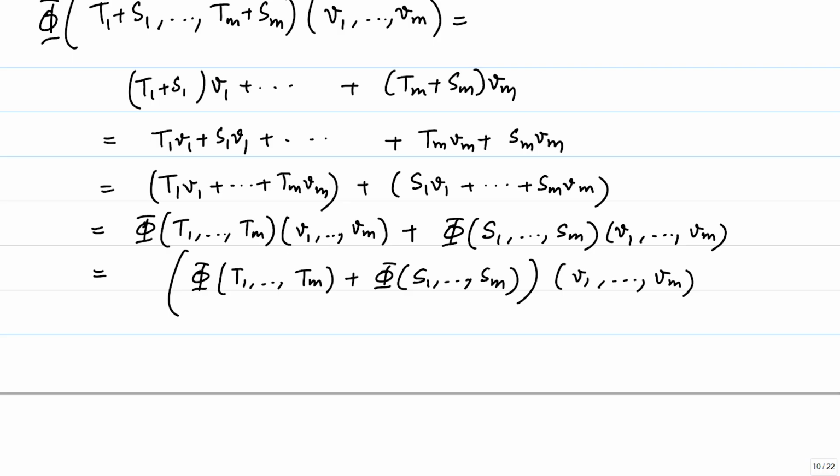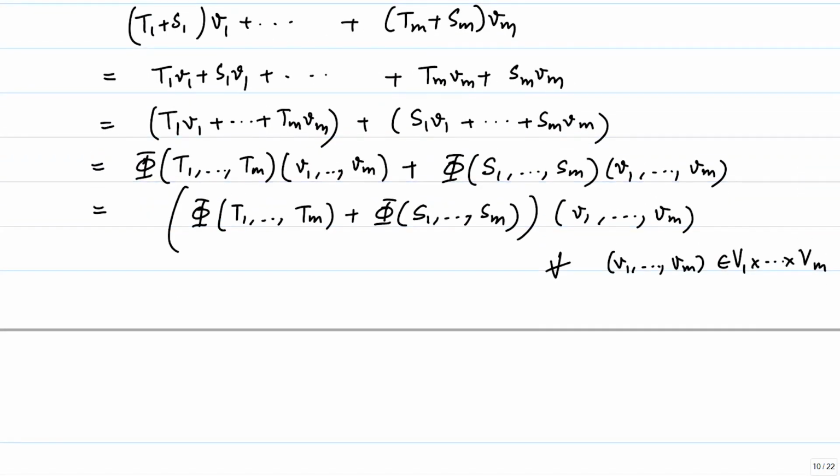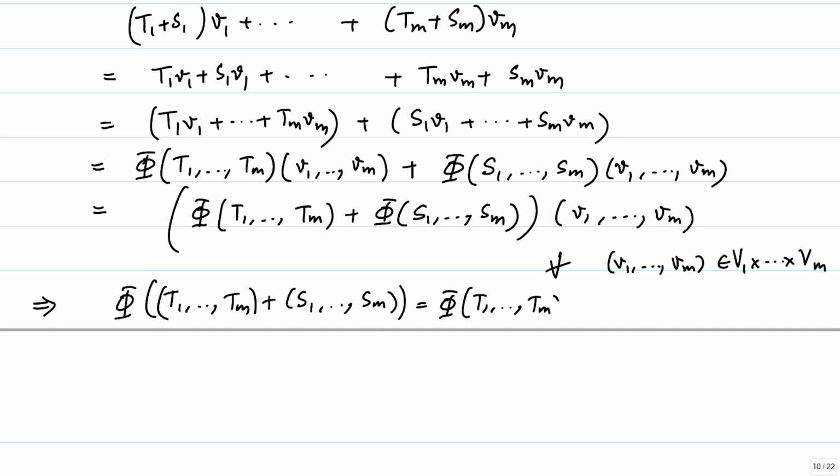And notice that this is for all V1 to Vm in capital V1 cross up to capital Vm. But what does it mean for two functions to be equal on every element on the domain? This means that the functions are the same. Phi of T1 to Tm plus S1 to Sm is equal to phi of T1 to Tm plus phi of S1 to Sm. So we have now established the additive property as well.